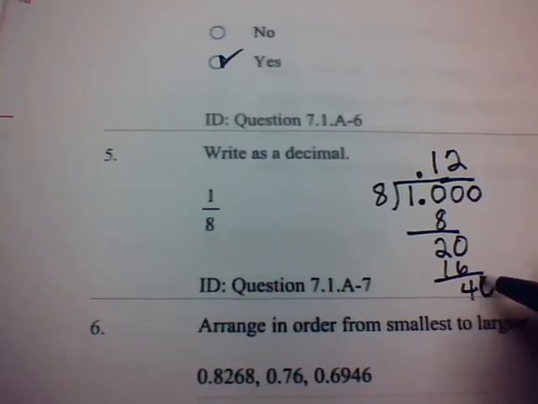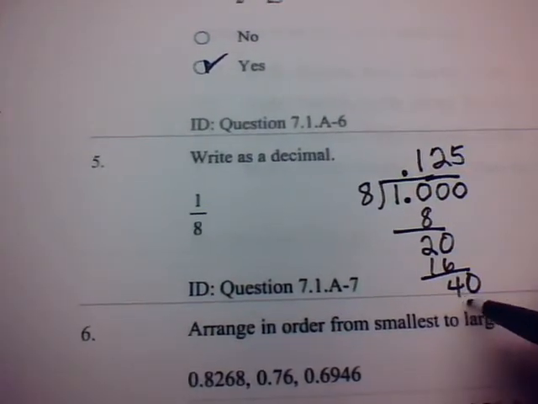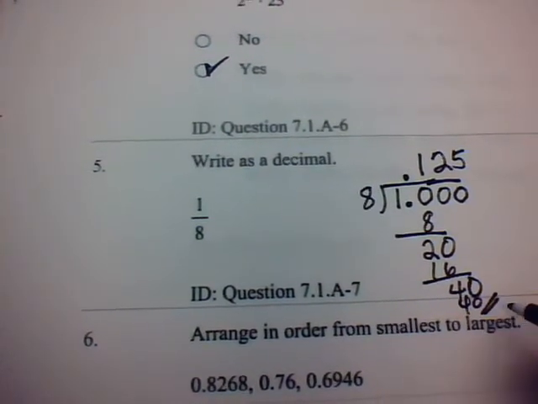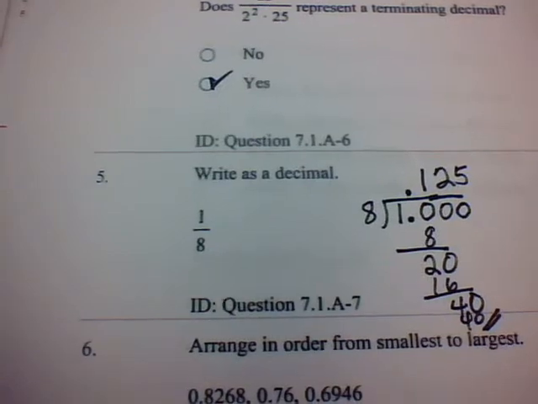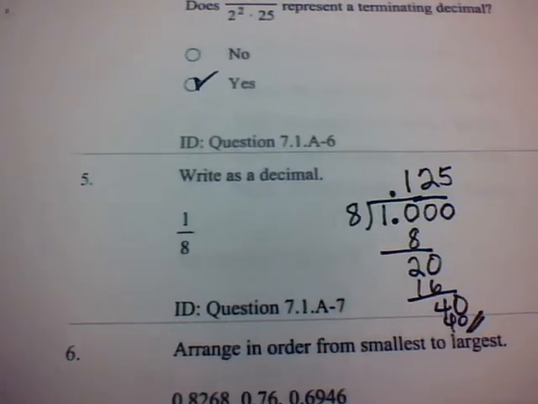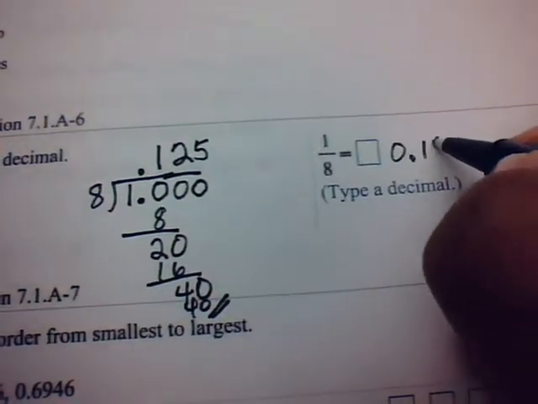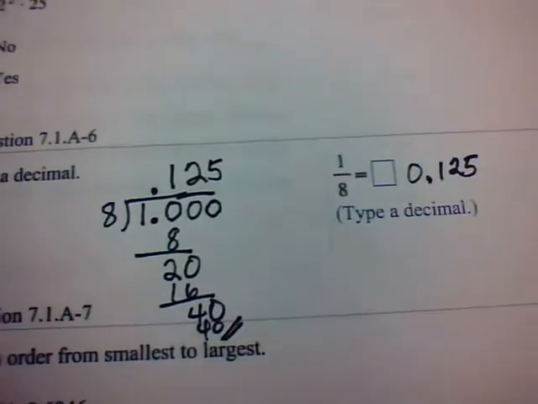Add another 0 and bring that down. And then 8 goes into 40 5 times. Here we'll have a 0 remainder. So 0.125 will be the decimal for 1/8. So 1/8 as a decimal will be 0.125.